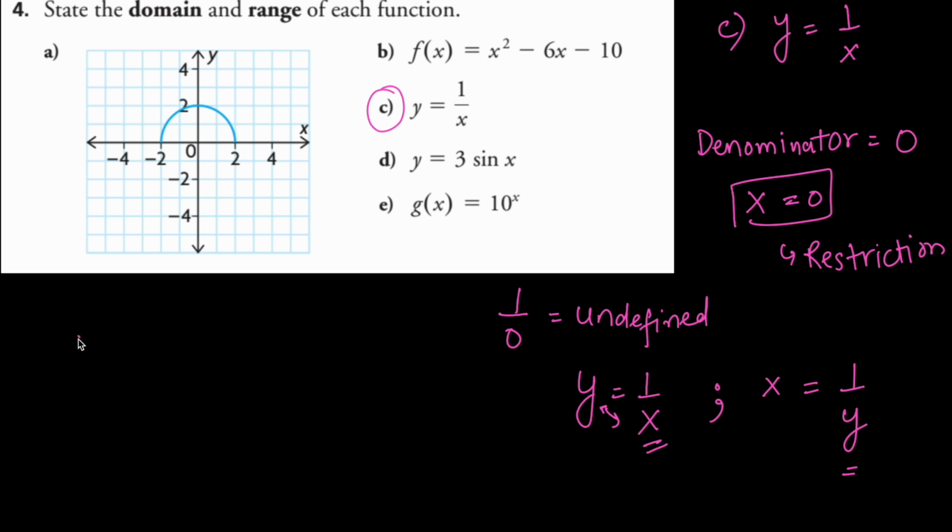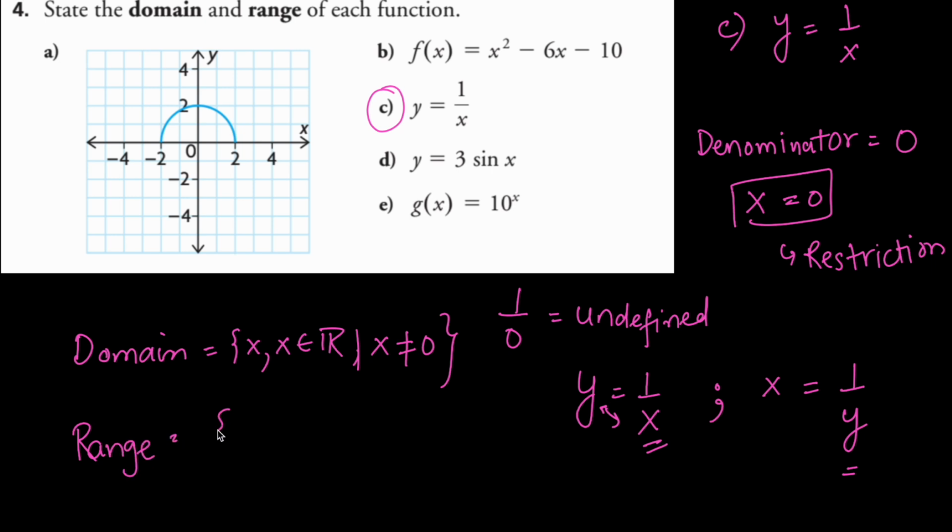That means everything boils down to this. The domain is x, where x belongs to all real numbers, but x is not equal to 0. Similarly, the range is y, where y belongs to all real numbers, such that y is not 0. So this is the domain and range for part C.